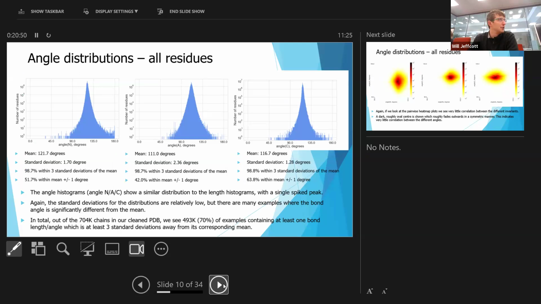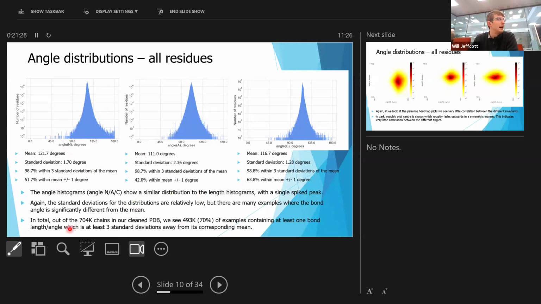Then we can go on to look at angles. Again, plotting these histogram plots, we can see relatively tight distributions. We've got all the means again, standard deviations, and the percentages within 3 standard deviations of the mean and within plus or minus 1 degree. Again, the standard deviations are relatively low, but there are still plenty of examples where the bond angle falls significantly out of the standard range.